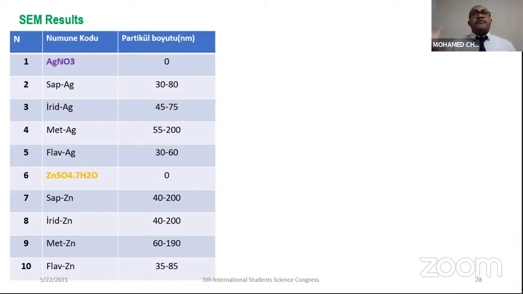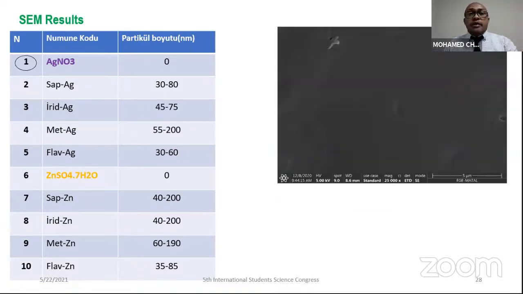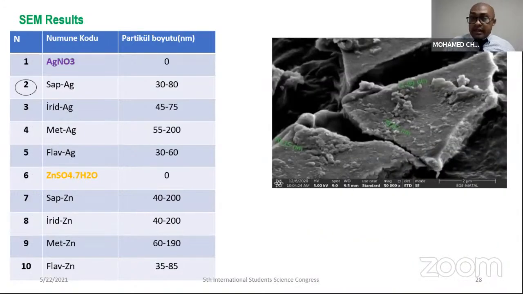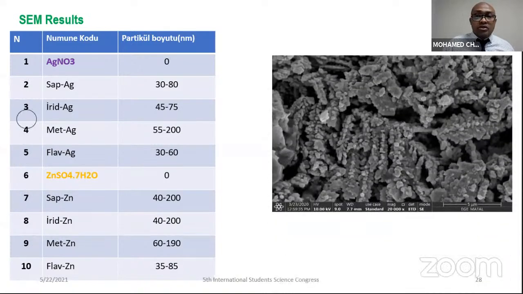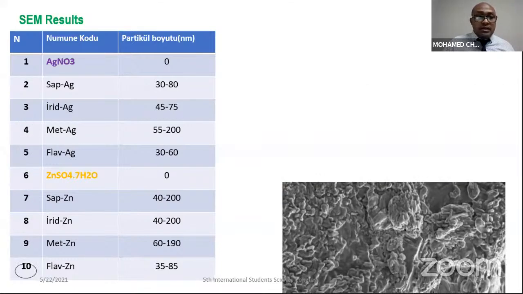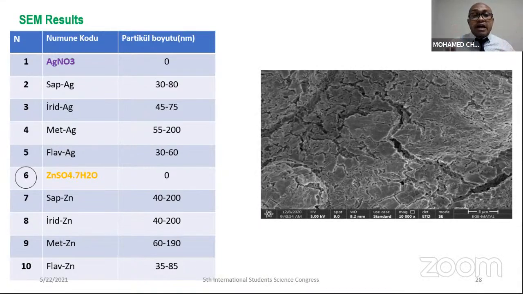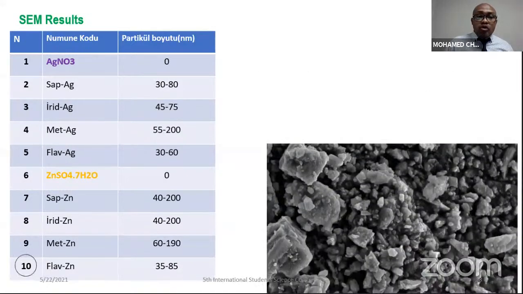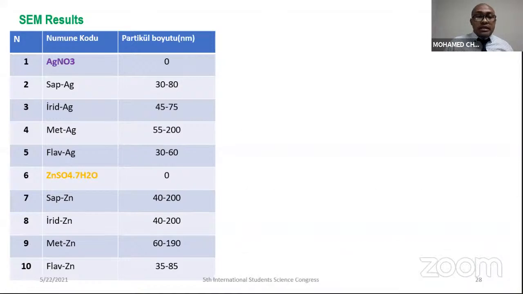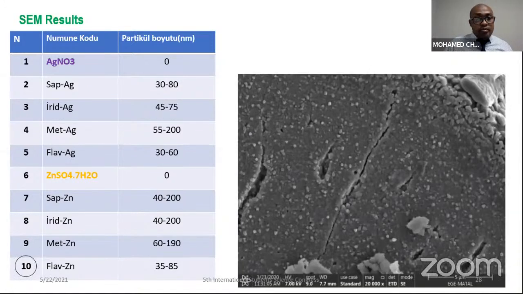The DLS can give an average range, but with this one we can know the shape and the size of the nanoparticles, which I have done here. I just wanted to know about the silver nitrate. Affection of the nanoparticle production, but coming to the end, we don't have any particles here. While the saponin is given like that, from 30 to 80, iridoid, methyl glycoside, flavonoid. For the zinc nanoparticles, we also have the saponin, only the zinc sulfate particles, which is not given proper particles. At the same time, we want to compare the saponin, iridoid, methyl glycoside, and the flavonoid zinc nanoparticles.